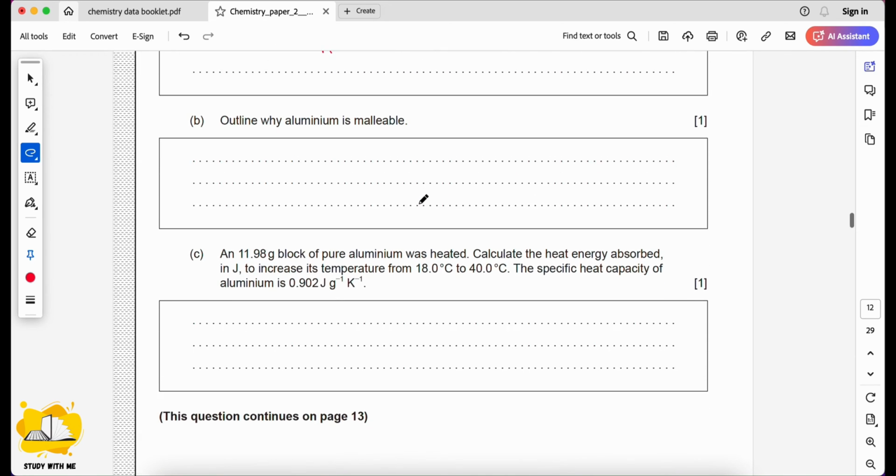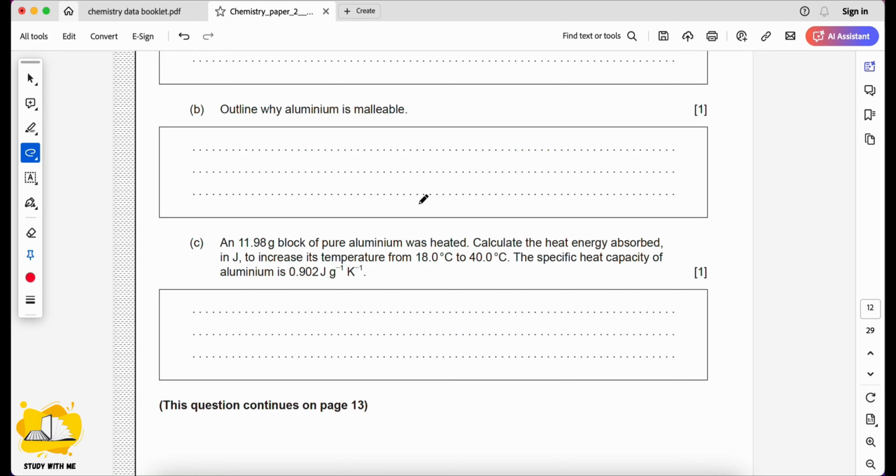Okay, outline why aluminum is malleable. Malleable means easily bent or hammered into shape. So layers of cations slide over one another without disrupting the bonding, even though we hammer the metal, because it's malleable. So changing shape does not disturb the bonding.